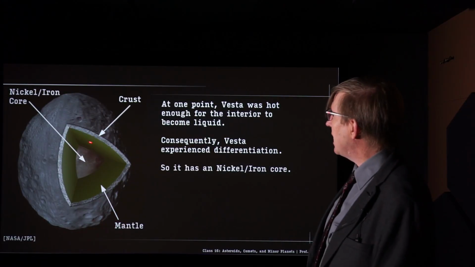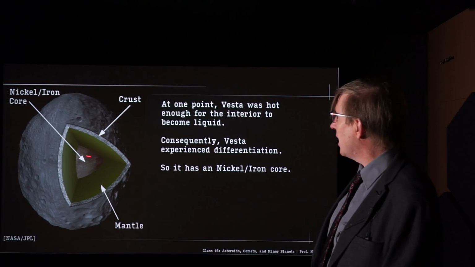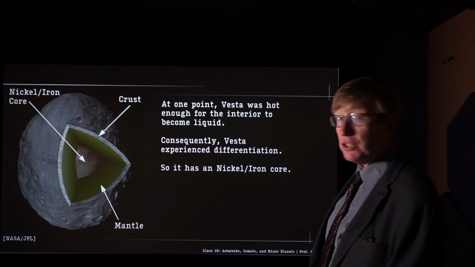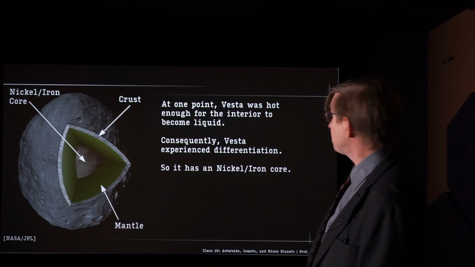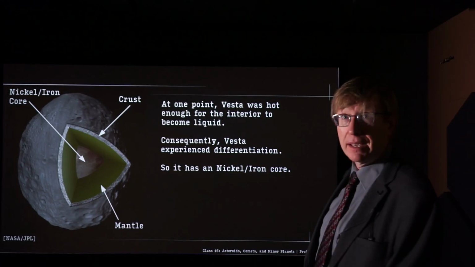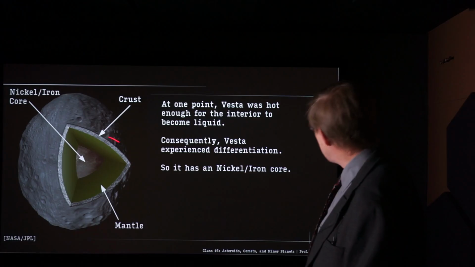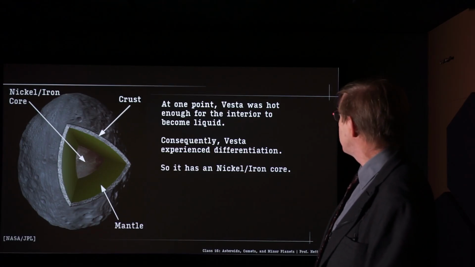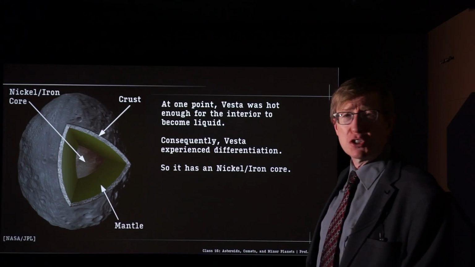Vesta doesn't have that brine layer. Vesta has a nickel-iron core. It's got a mantle made of a mineral called olivine, and then a crust floating on top. Now, this is what's called differentiation. I guess you've learned about that back in lecture 12. What this means, basically, is at one point, Vesta was hot enough for the interior to become liquid. This is what's called differentiation.